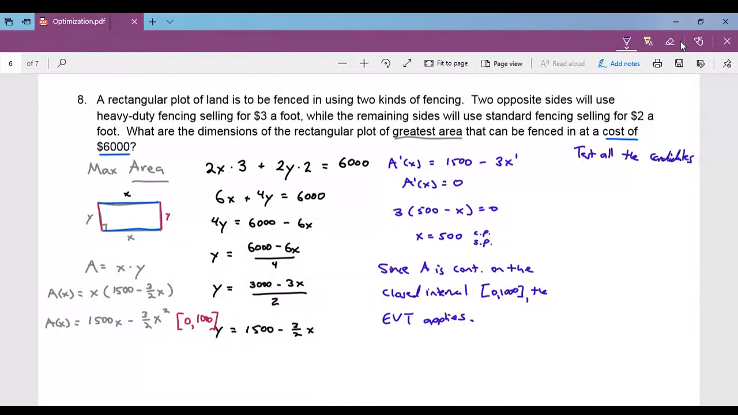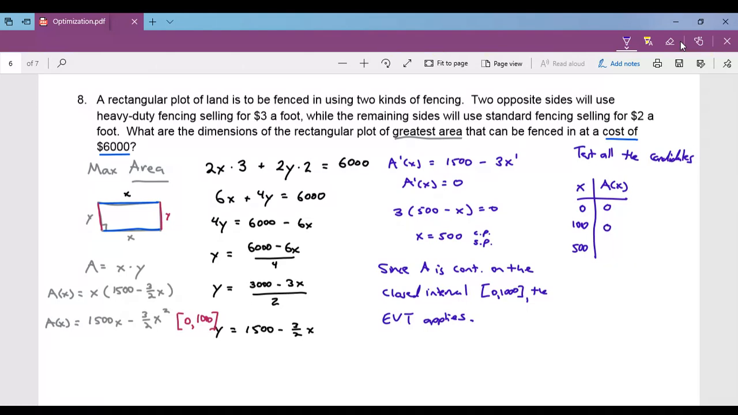All right, so I'll make a little table here. So we got x and A of x, and our candidates are the endpoints 0 and 1,000, and 500. All right, so now 0, we kind of know what that's going to be. You can see it right here, right? If x is equal to 0, 0 times anything real is 0, so you're just going to get 0 there. So that's one of those degenerate rectangles that we talked about, where it's all y fencing. But now at 1,000, that would make y 0. So that would be like all heavy duty fencing. So that would be the flat degenerate rectangle. So that's also going to be 0.